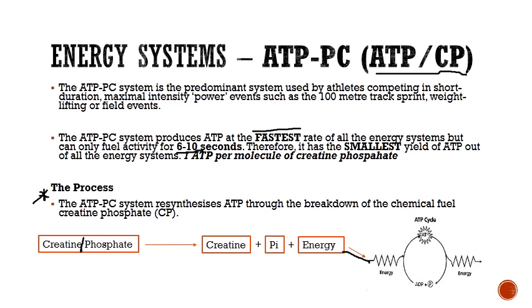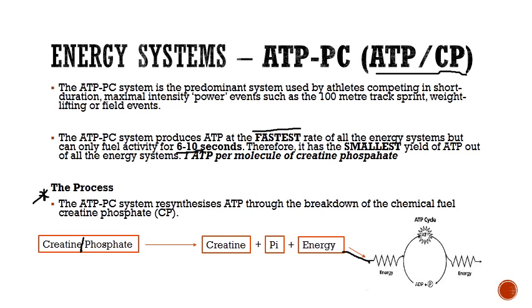So as a final summary, the ATP-PC system's fuel source is the chemical fuel creatine phosphate. Its yield of ATP is the smallest, 1 ATP per molecule of creatine phosphate. The activities that predominantly use this system are high intensity activities above 95% of max exercise. The speed of ATP production is the fastest.